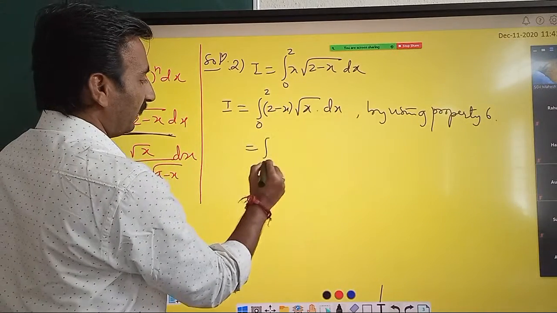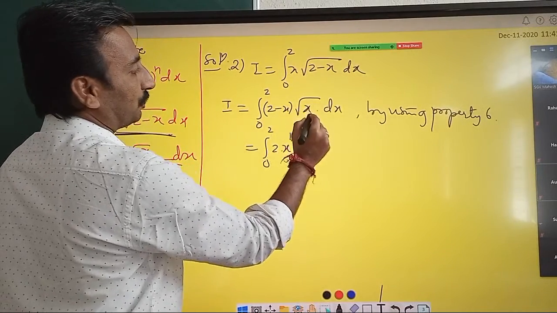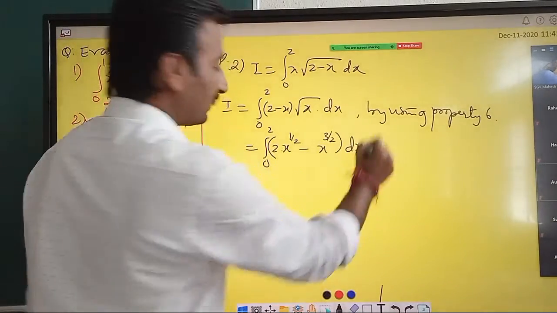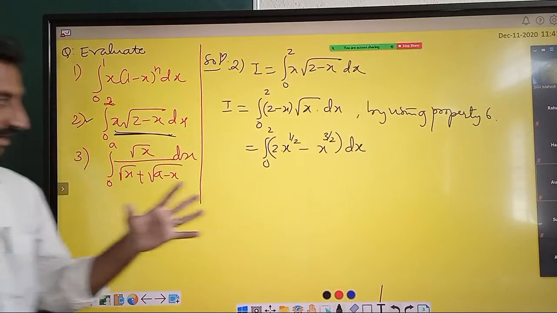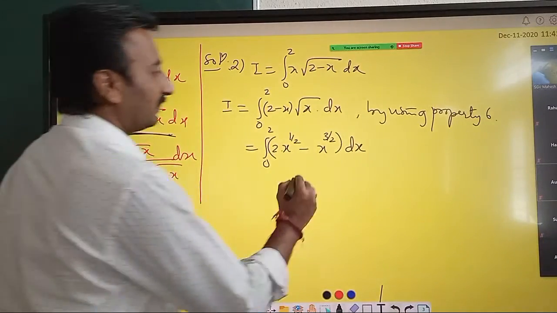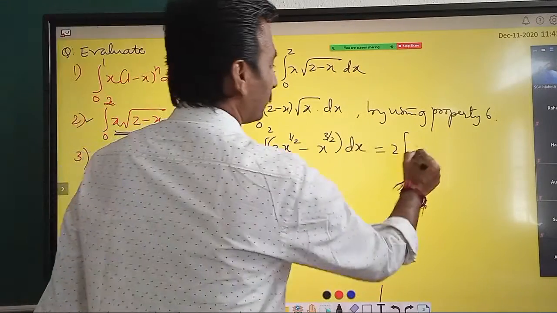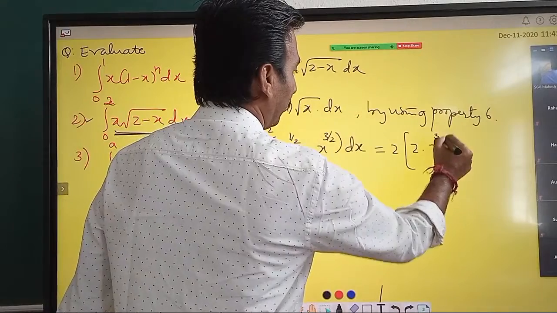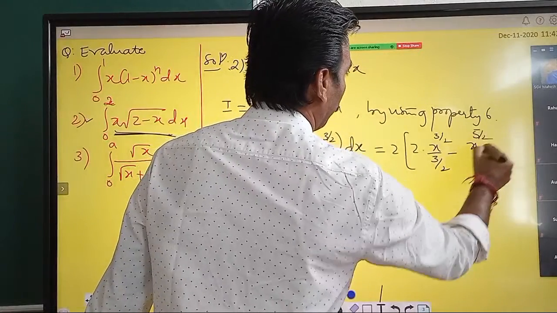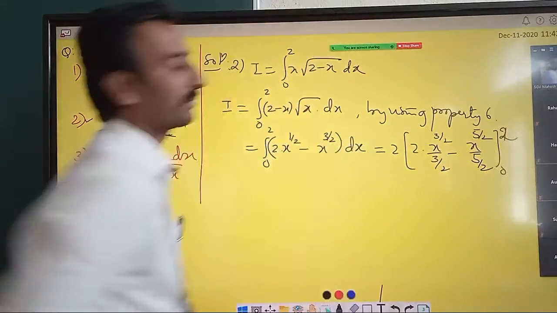So let us simplify the integral from 0 to 2 of 2x raised to 1 by 2 minus x into root x, which is x raised to 3 by 2, all with respect to x. Look at this carefully. What I am doing here is simply multiplying root x with x. So finally what you get here is 2 times x raised to 1 by 2 plus 1, which is 3 by 2, divided by 3 by 2, minus x raised to 3 by 2 plus 1, which is 5 by 2, divided by 5 by 2, where the limits are from 0 to 2, not 1.